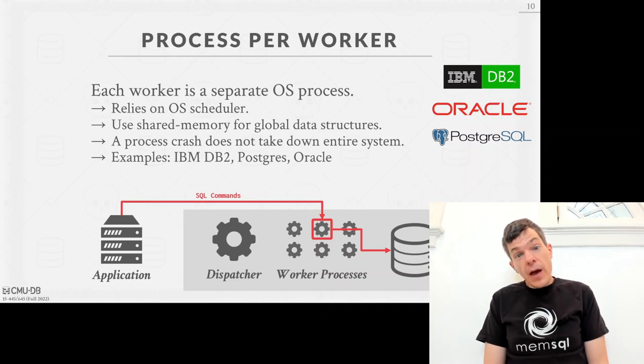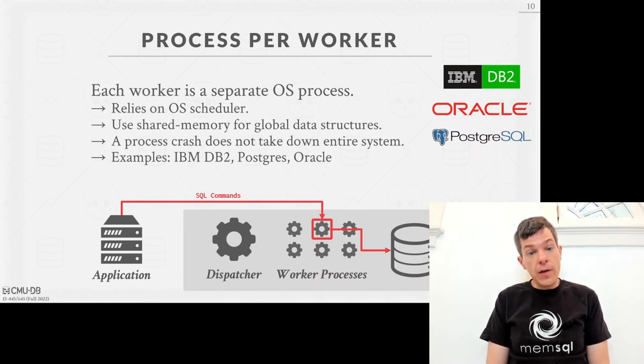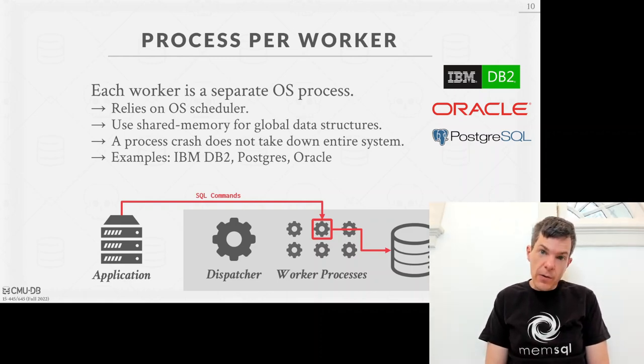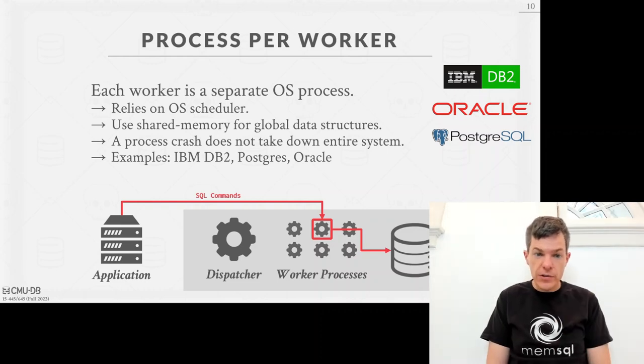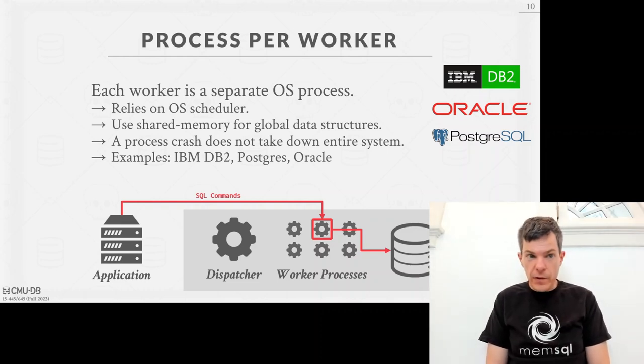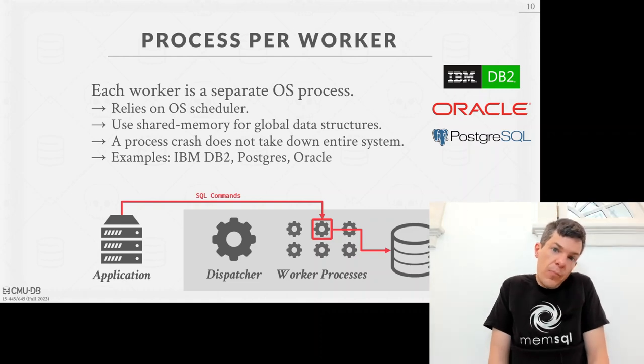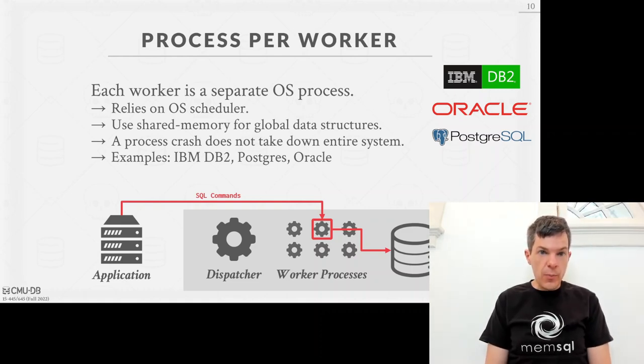One advantage of this is that if some process goes off the rails and crashes, the worker does something wrong, divide by zero, and kills itself, seg faults, you don't end up taking down the entire database system, because that crash is isolated to just that process. So that aspect is kind of nice. But obviously, if we were just careful programmers, we would avoid divide by zero in our database system.